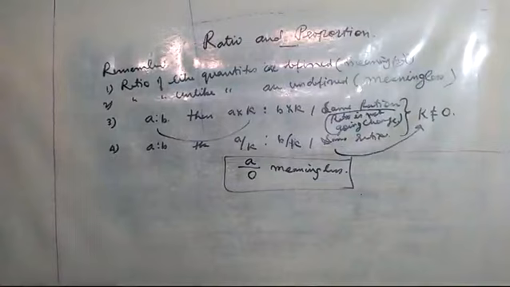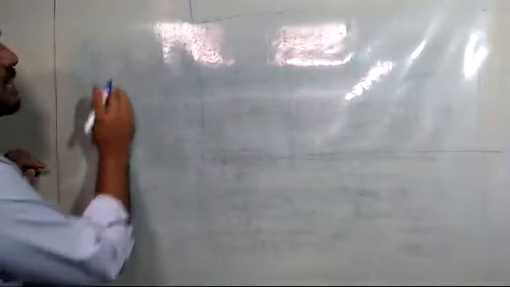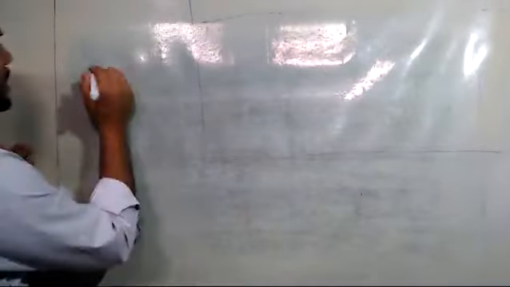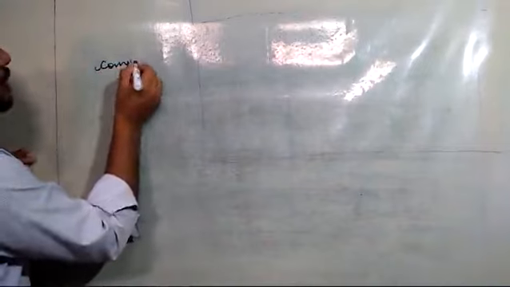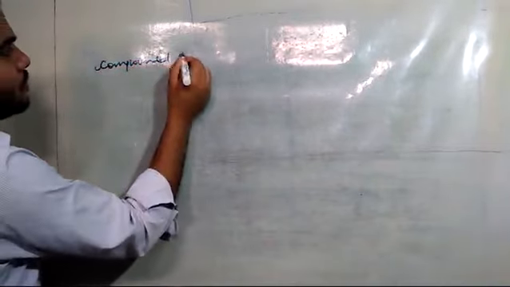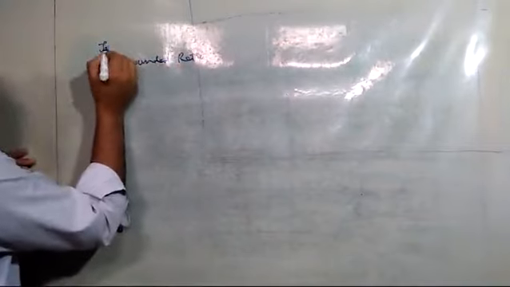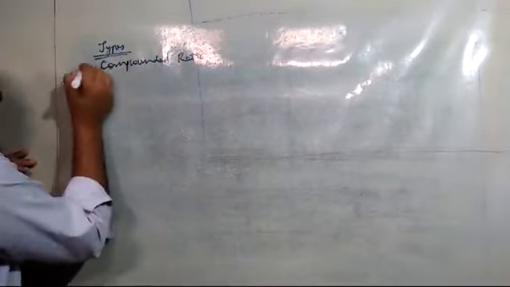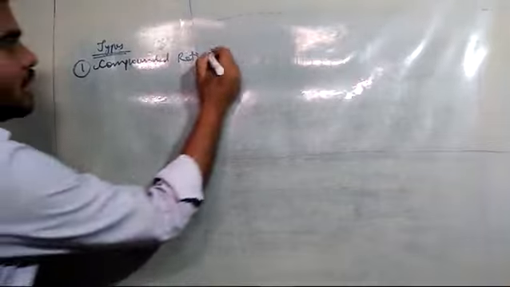Now I will be moving on to one or two questions. Before moving on to a question, let's see one thing, that is compounded ratio. There are various types of ratios, but we only have to study the very first type, compounded ratio. Other types like duplicate ratio and triplicate ratio you will study in higher classes. Right now we have to study compounded ratio.